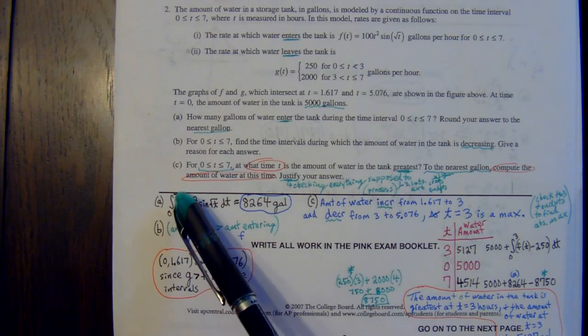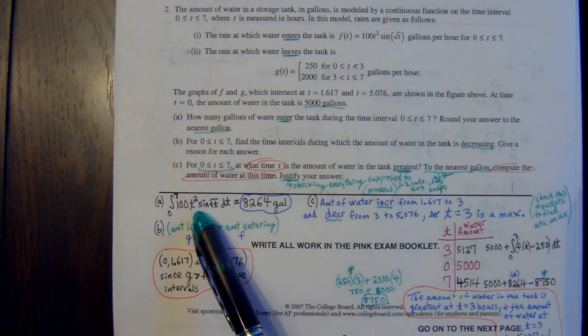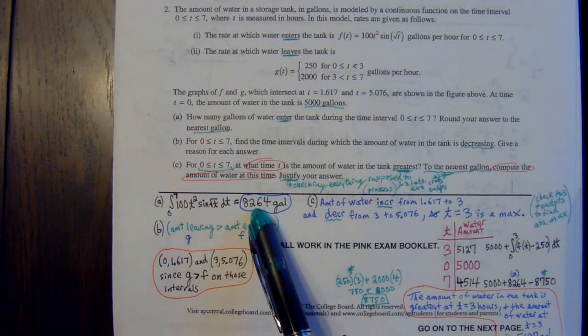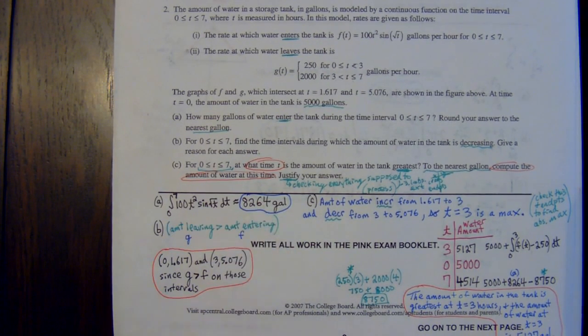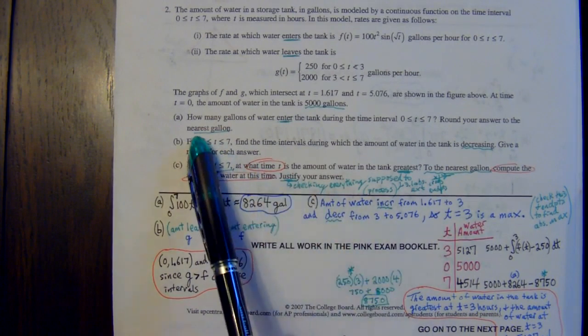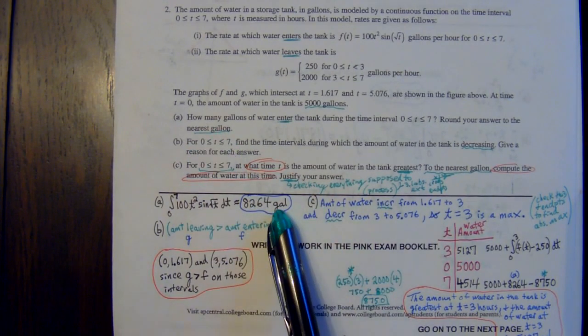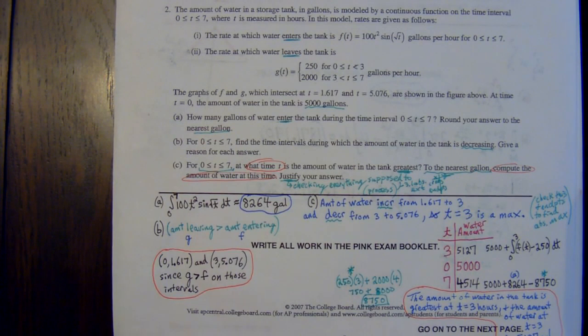So if I integrate F of T between 0 and 7, that's going to give us the total amount of gallons that entered the tank during the first 7 hours of this problem. Now it said to the nearest gallon. That's why I went to the nearest gallon. I didn't round to 3 numbers after the decimal like we usually do.